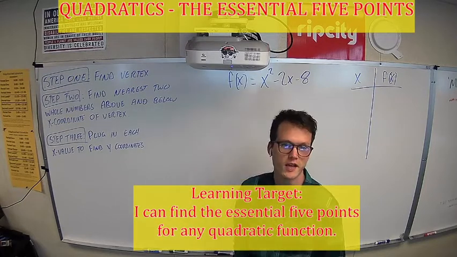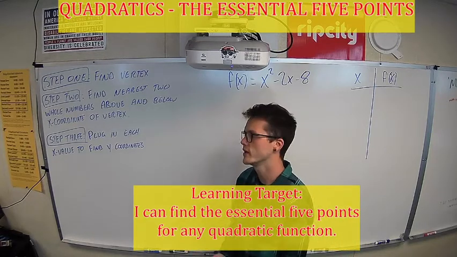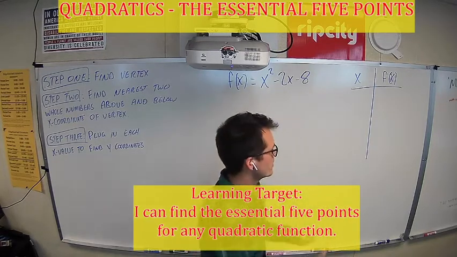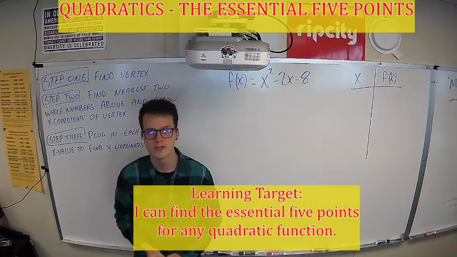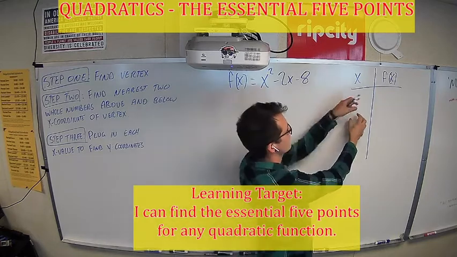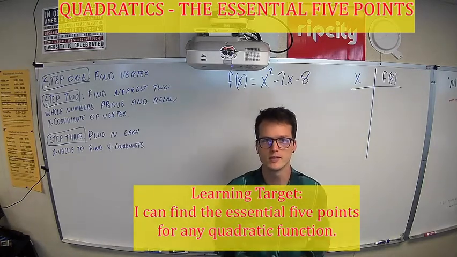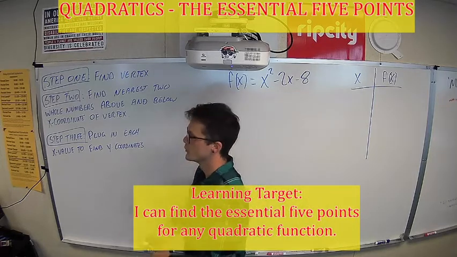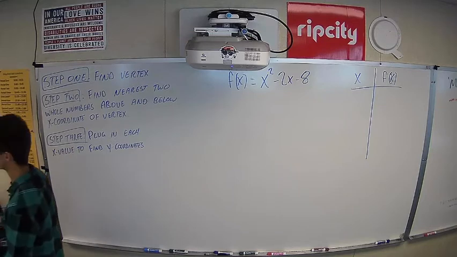What's up, team? Today we're talking quadratics. We're going to find the 5 essential points for any quadratic ever. What I mean by that is, we have our table, x values, y values. The turnaround point is our vertex. That's the one right in the middle, and then our 2 points on either side. We're just going to focus on those 5 points today, no graphing. So, learning target, down here: I can find the 5 essential points of any quadratic.